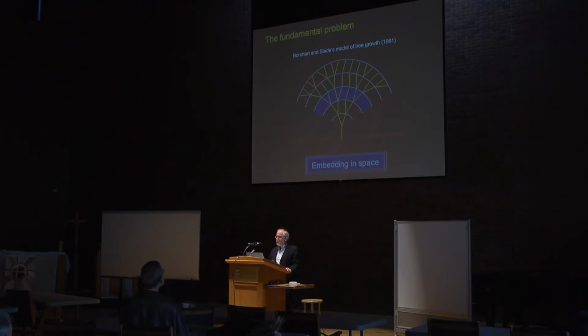There is, however, a fundamental problem which is illustrated here. It was described from a biological perspective by Borchert and Slade in 1981, but actually it is a very fundamental geometric problem. And this is how these structures are embedded in the two-dimensional ambient space. So imagine the following situation, for simplicity, that we have an apex which just produces two lateral branches. And this is the procedure which iterates.